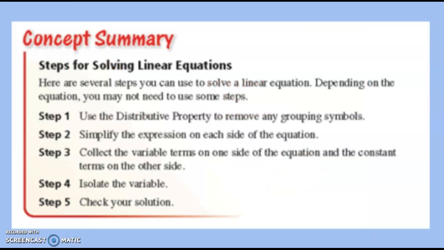So let's go over this. Here are the steps you can use to solve linear equations. The first step is to use the distributive property if there are parentheses to remove any grouping symbols. Then you simplify the expression on each side of the equation. Then you collect the variable terms on one side of the equation and the constant terms on the other side. Then you isolate the variable and check your solution if they ask. Or you can just check your solution every time to ensure that you're getting it right.